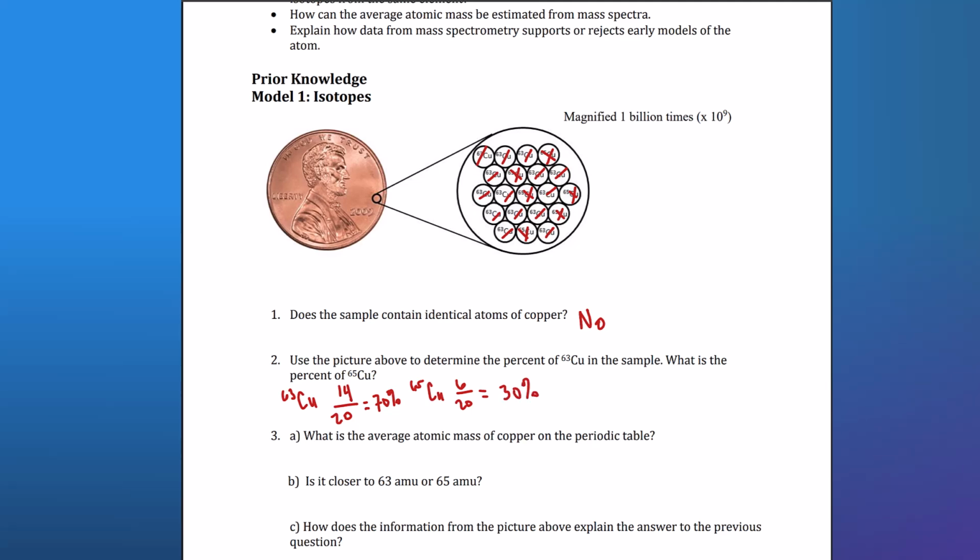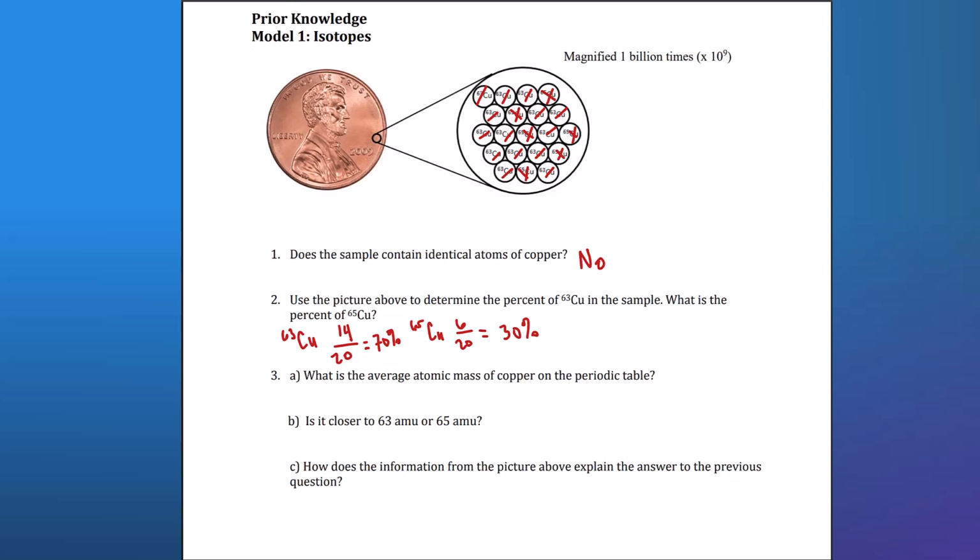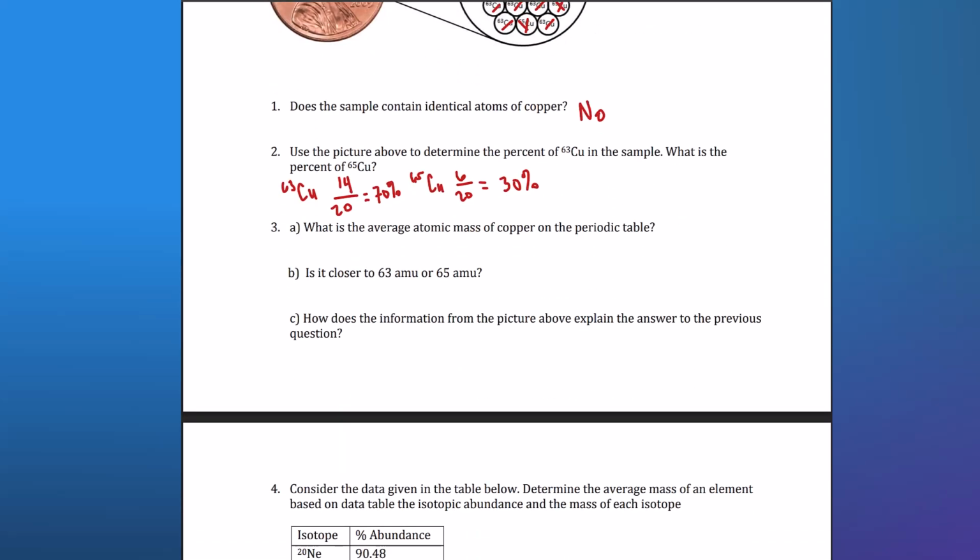All right, now let's go ahead and see if we can find the average atomic mass of copper on the periodic table. And if you look at your periodic table, you're going to have it close to 63.546. Again, depending on which periodic table you look at, this could be slightly different, but it's somewhere around there. And part B, is it closer to 63 or 65? Well, it's 63.546. So it's going to be closer to 63 AMU.